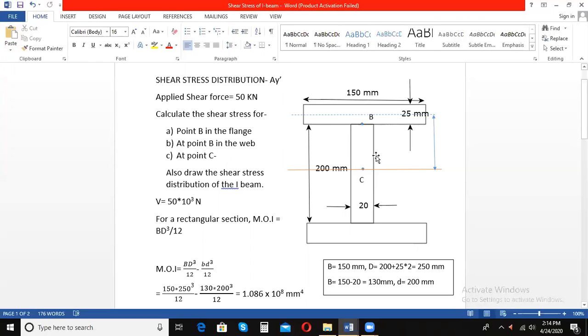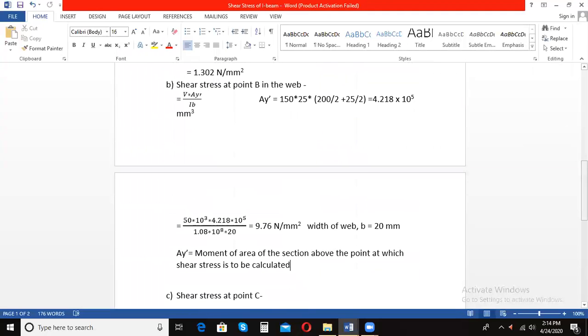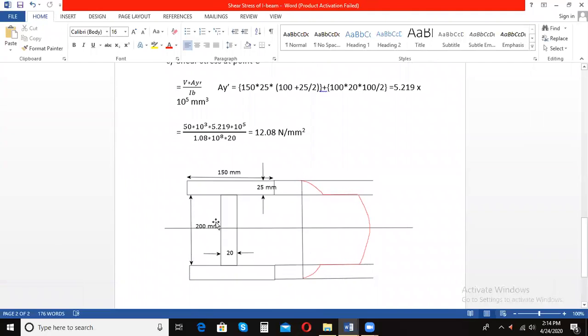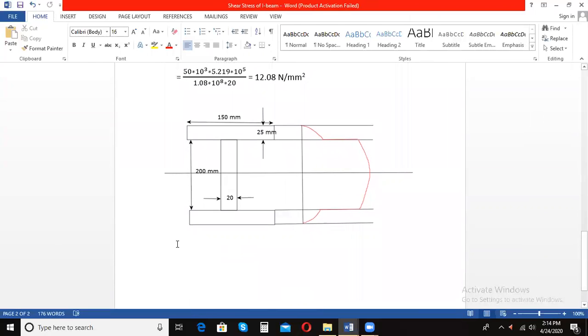You have to calculate the moment of area of this web section separately, and the moment of area of this flange section separately, and then you simply add up the moment of area of these two sections, that is the half of the web and the flange. That is how you are going to calculate AY bar. So here also we have the same I-beam and the dimensions are given here, and let me write it down.